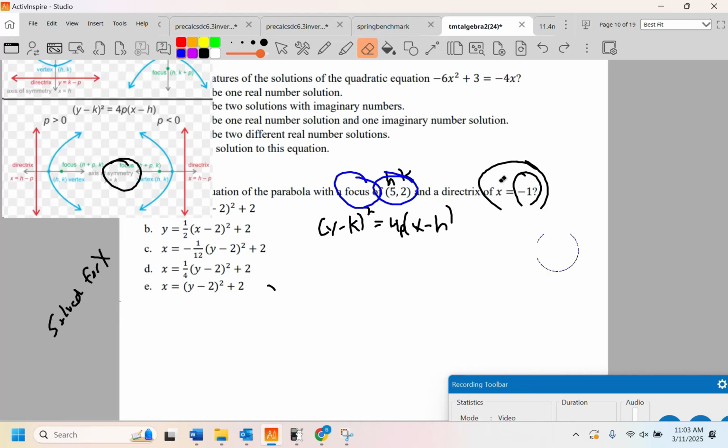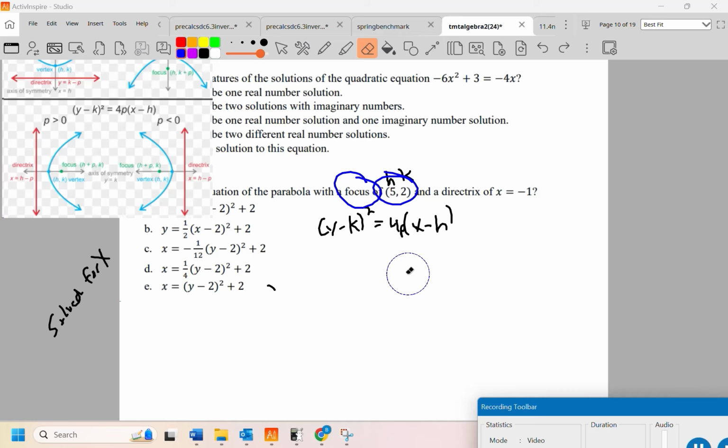All right, so it's okay if you saw me make a mistake. I am not perfect. But they gave us a focus. That's what messed me all up. They didn't give us a vertex, they gave us a focus. So if you'll look, you'll see that the focus is at h plus p comma k, and the directrix is x equals h minus p.